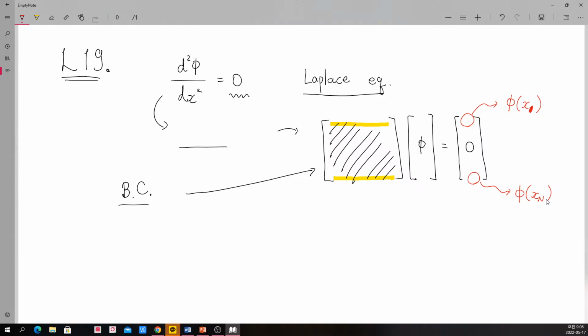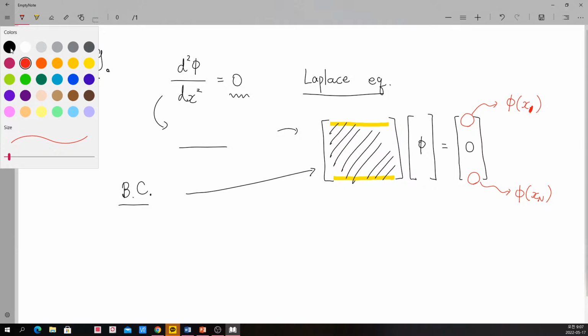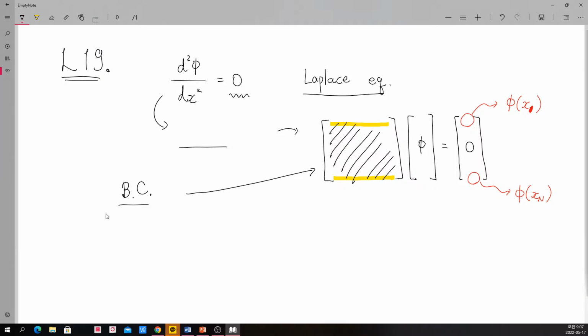And from now on, I want to proceed with a different type of methodology, a different solution methodology. So this was the Laplace equation, but this is not the only information we can achieve from this Laplace equation. Let me just consider another one.